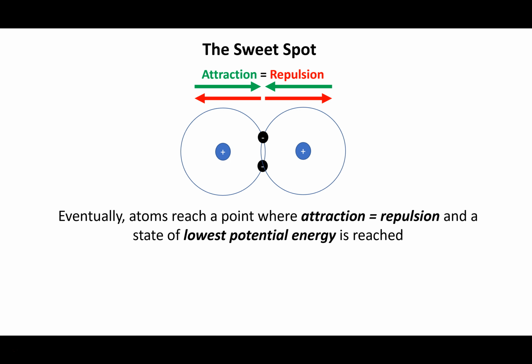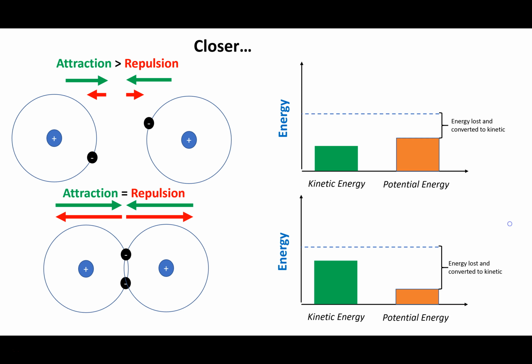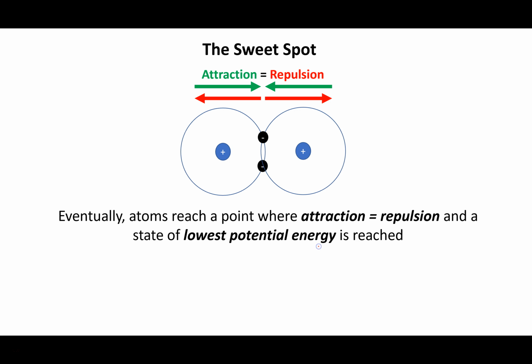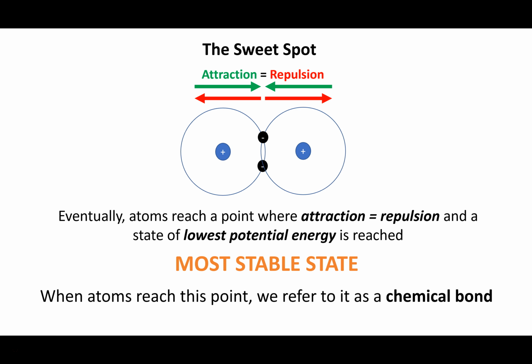Eventually atoms come close enough together so that, most importantly, their attractive forces and their repulsive forces are equal to one another. And this is kind of a sweet spot. And we refer to this as the lowest potential energy state. So again, going back, here's the lowest potential energy state between these particular atoms, much lower than it originally started with. This is its most stable state. And when atoms reach this point, we refer to that point as simply a chemical bond.